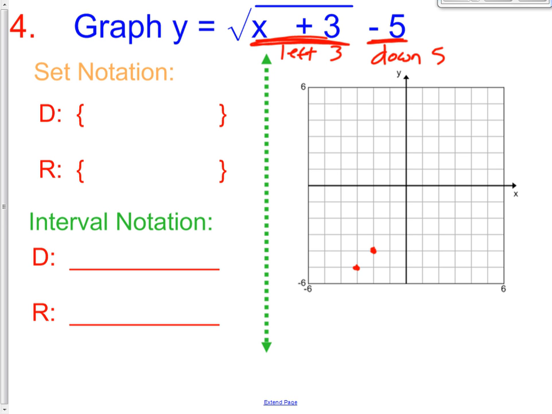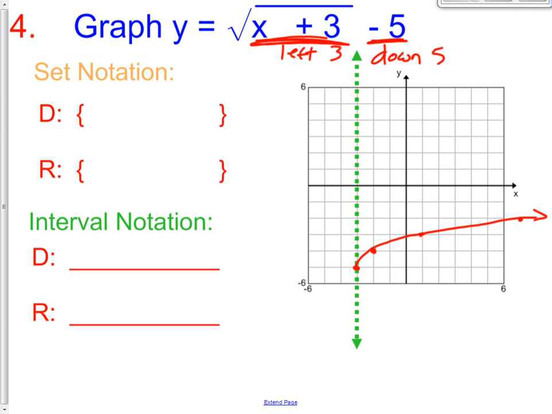Right 1, down 3, and right 6, down 2. So you would get this graph when you put it into your calculator. That's what I expect on the test, and now let's talk about the domain and range.